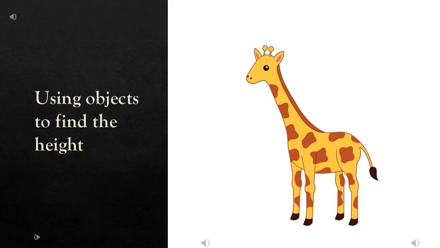When we are finding the height of something, we have to start measuring where the object begins and stop measuring exactly where the object ends. So let's go. Count with me as we find out how tall this giraffe is. 1, 2, 3, 4. Very good. The giraffe is 4 paper clips tall.